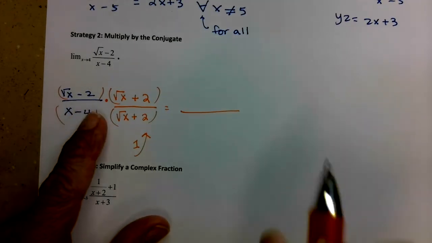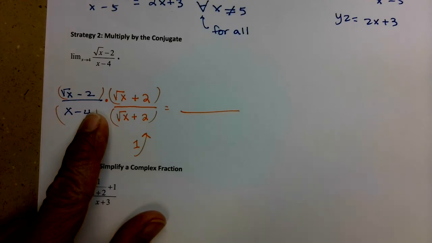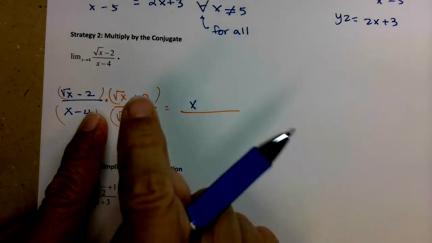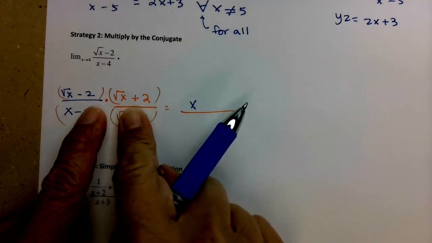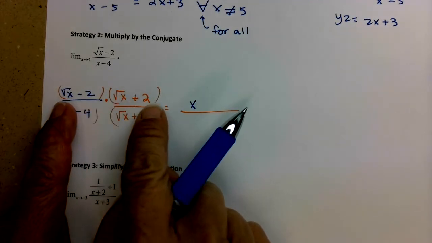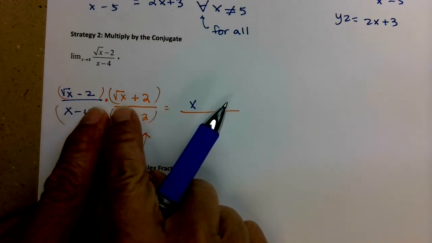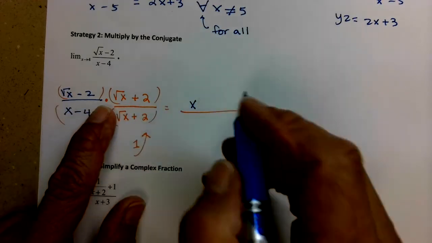So in the numerator, I'm going to get, let's see, square root x times square root x is x. When you multiply by a conjugate, you can go ahead and write it out a couple of times, but you'll probably get tired of that. The outer and the inner have opposite signs, so those always add out. And then I have a minus 4.